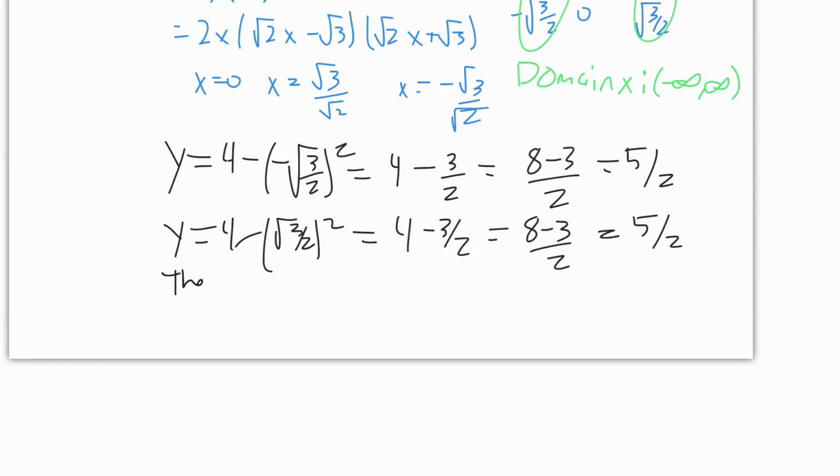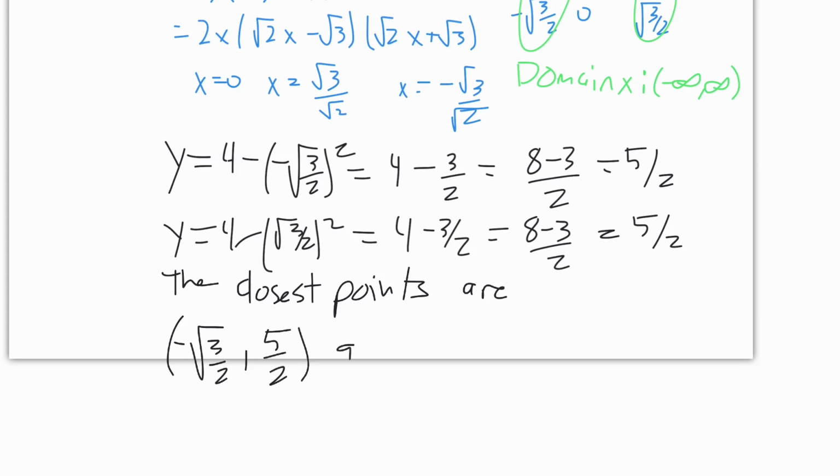So the closest points are, and we'll write them as coordinate points. So the one point is negative root 3 over 2, comma 5 over 2, and root 3 over 2, comma 5 over 2. And so there are actually two different points where we get that minimum distance, where you get the closest point. And again, that's fine. You can have minimums that happen, they have to be the same distance, of course, but you can have a minimum happening at two different points.